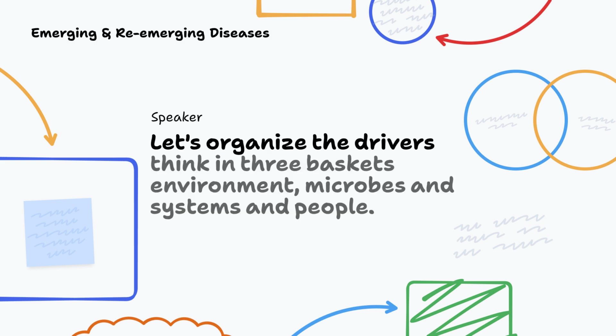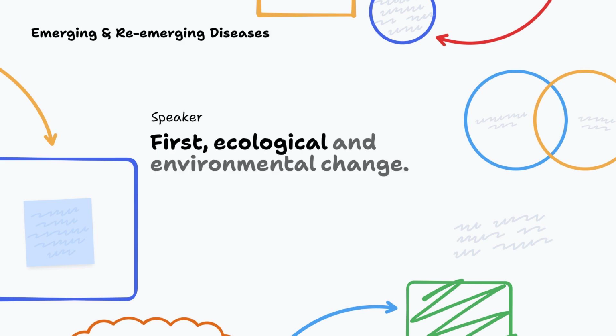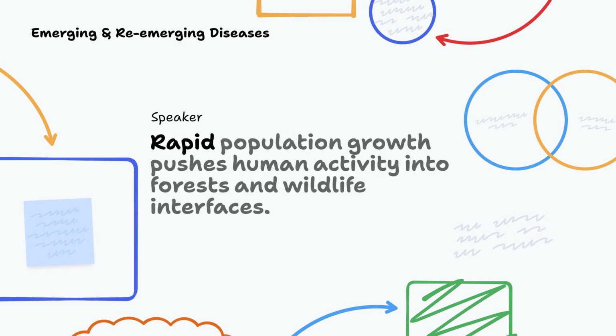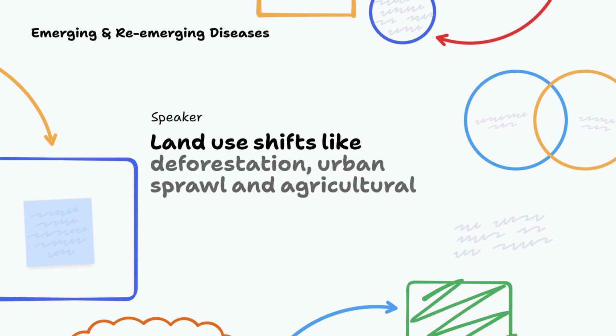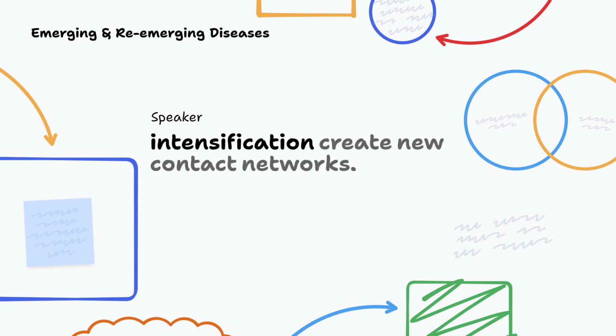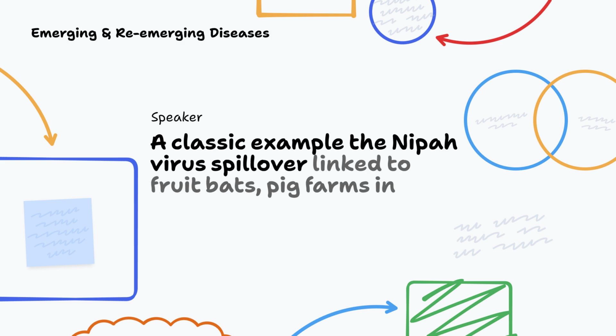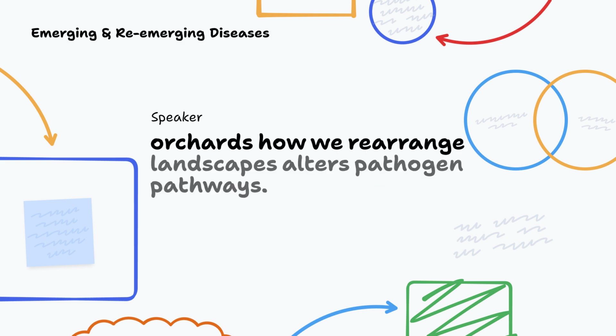Let's organize the drivers. Think in 3 baskets: environment, microbes and systems, and people. First, ecological and environmental change. Rapid population growth pushes human activity into forests and wildlife interfaces. Land use shifts like deforestation, urban sprawl, and agricultural intensification create new contact networks. A classic example: the Nipah virus spillover linked to fruit bats, pig farms, and orchards. How we rearrange landscapes alters pathogen pathways.